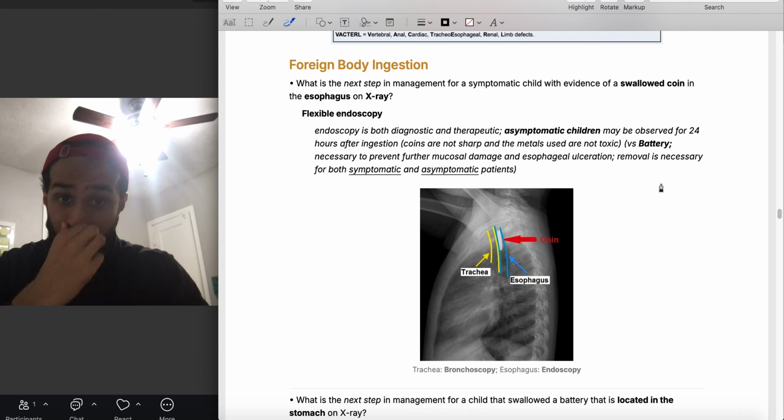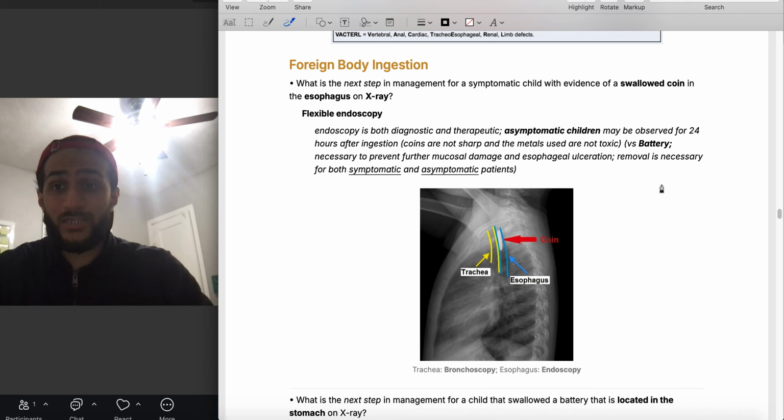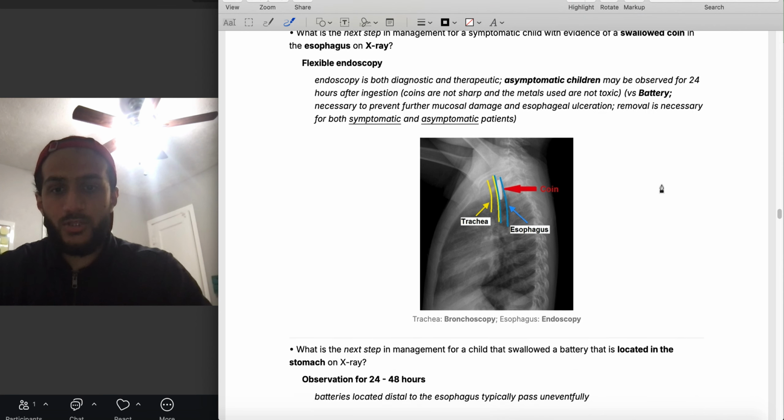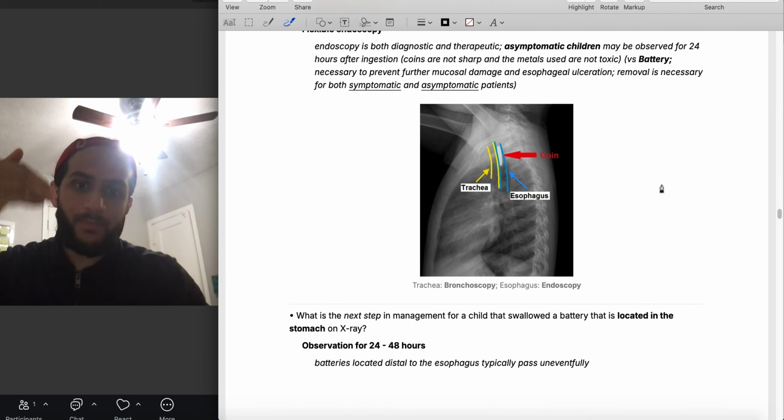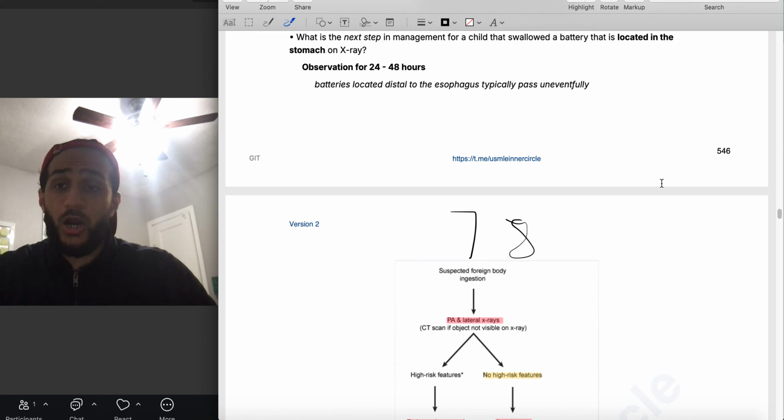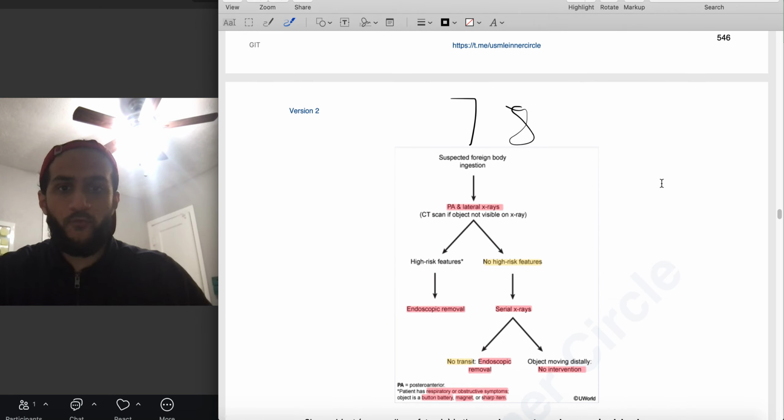All right. So what's the next best step for a child who has swallowed a battery located in the stomach on X-ray? Over here we want to do an endoscopy, just quickly check it out and quickly take out the battery. Sorry, over here we want to observe them. If it's anything in the stomach, the batteries are distal to the esophagus, so they can eventually pass out. Okay.